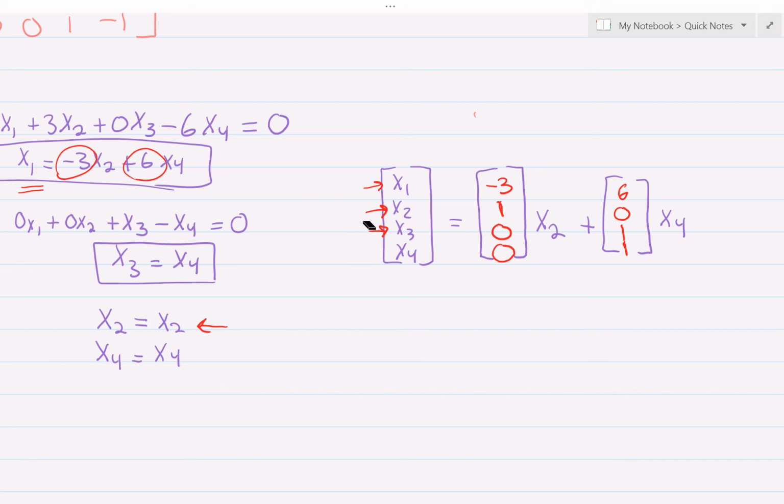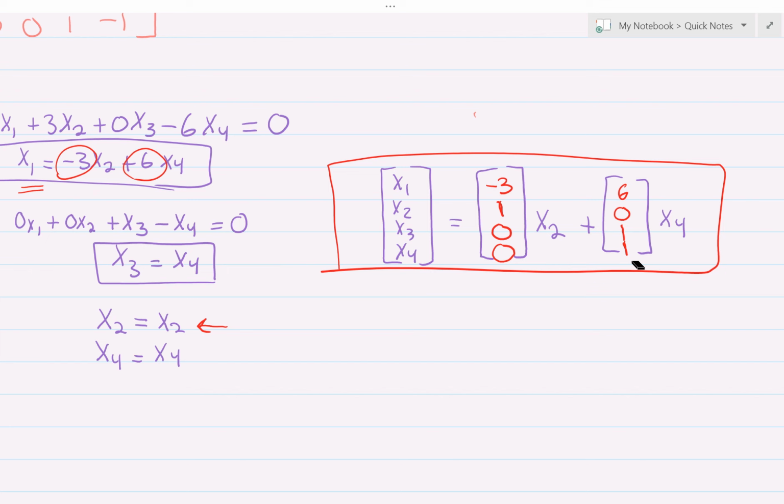And essentially, that is all you have to do to put your solution in parametric vector form. And since this is a homogeneous equation, these two vectors are the basis for your null space.